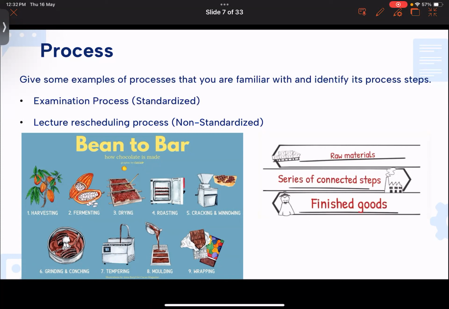So that particular process is non-standardized. Certain people will not look at the timetable first. They will go straight away to the dean's office. Some people will look at the timetable and then go to the dean's office, and some people might go to the dean's office straight away. So likewise, when we consider a process, we can identify standardized processes as well as non-standardized processes.